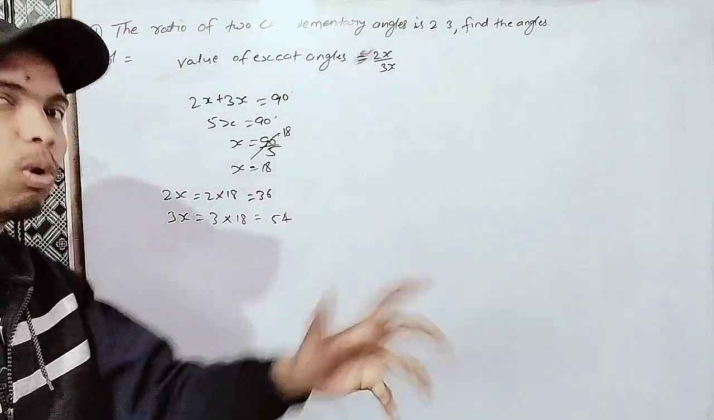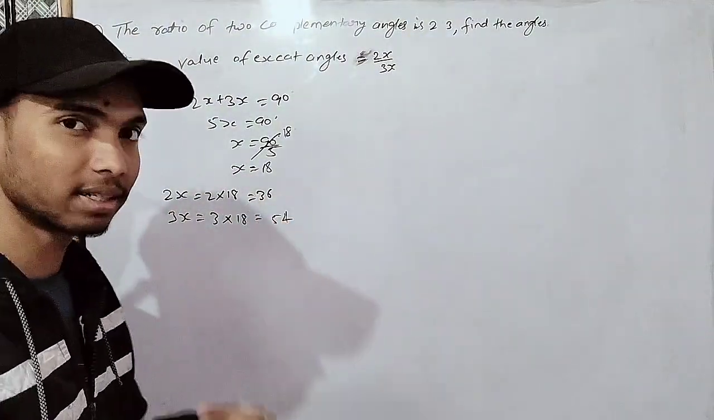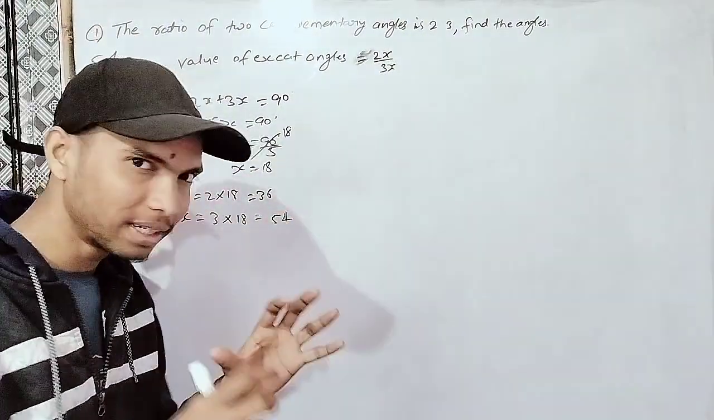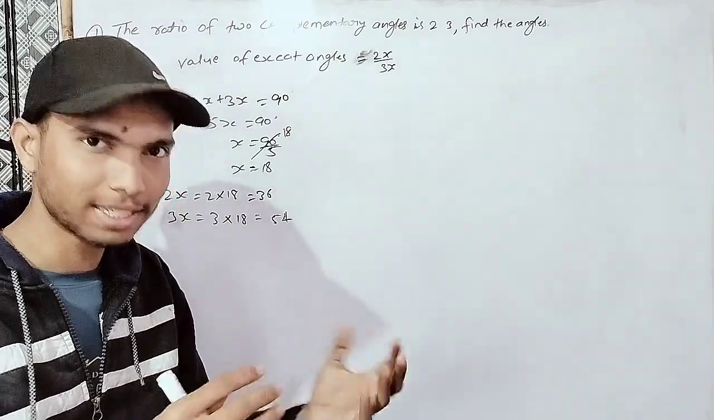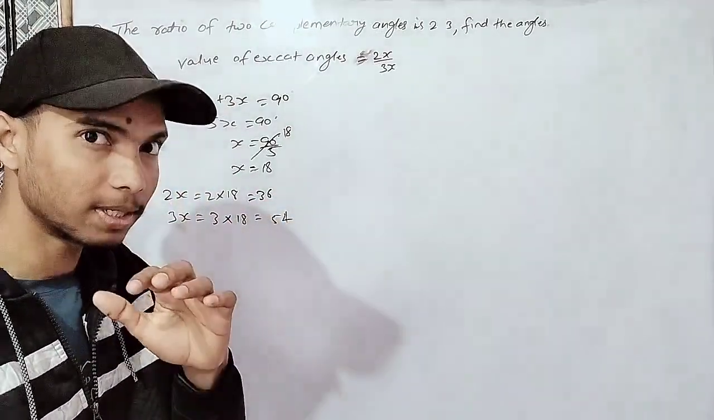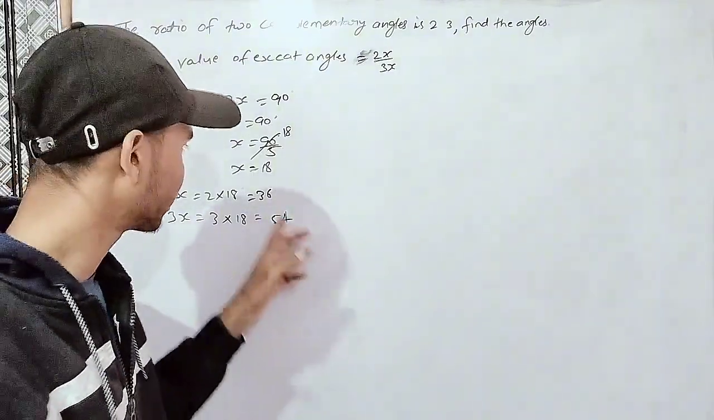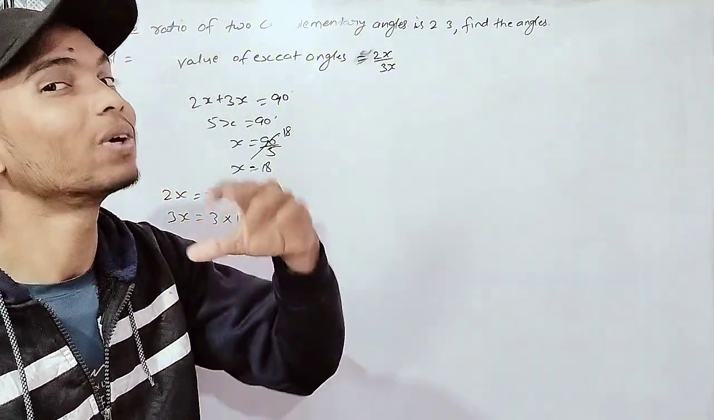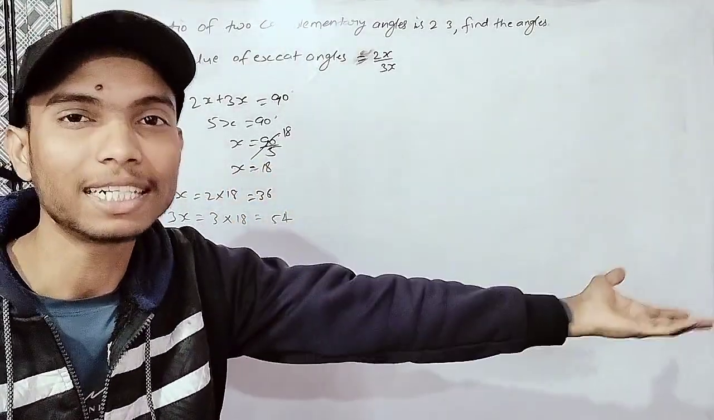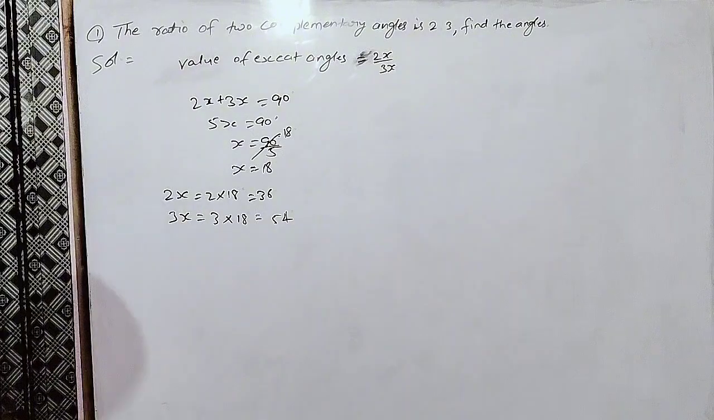Now you can prove to yourself this is the exact value. How? The sum of these angles: 36 plus 54 is 90. Now we have a sum of angles of 90. That's the answer. I think we should move on to the next.